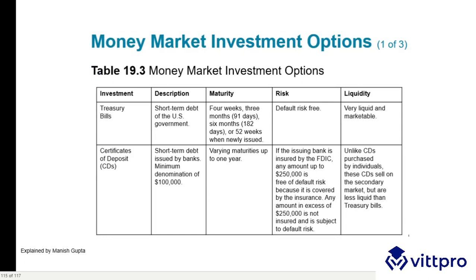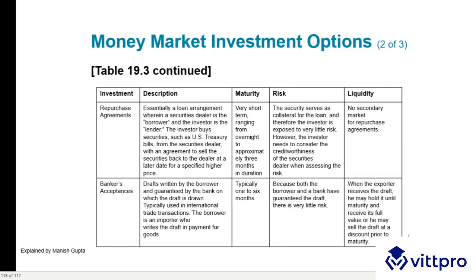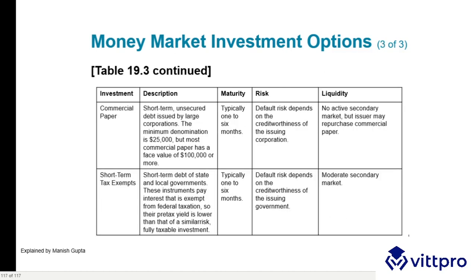That's the cash management. Then there are the money market options which the business can use if it has extra cash. Treasury bills, depending on how many days you have, are usually available for 4 weeks, 3 months, or 52 weeks. There are certificates of deposit issued by the banks, which have a minimum denomination of $100,000, if you have that much money, right? There are repurchase agreements or bankers' acceptances. Also companies can buy commercial papers and short-term tax-exempt investments, but they are debt investments, right? So these are the usual options the company has if they have extra money.